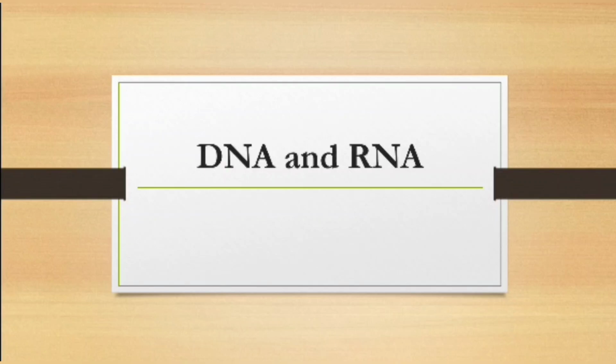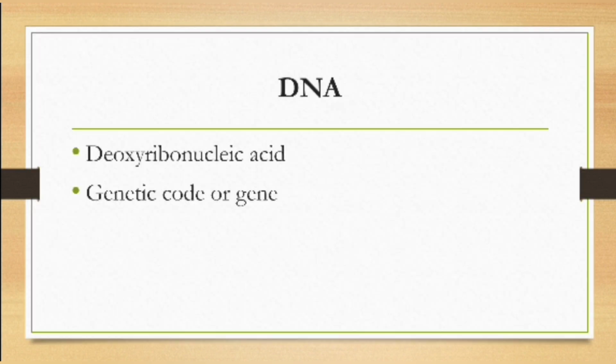Today we are going to learn about DNA and RNA. So let's start with the DNA first. DNA is a deoxyribonucleic acid and DNA is a large nucleic acid molecule mainly found in chromosomes in the nucleus of a cell. DNA is the carrier of genetic information that is coded as a genetic code or a gene in a sequence of nitrogenous molecular subunits.